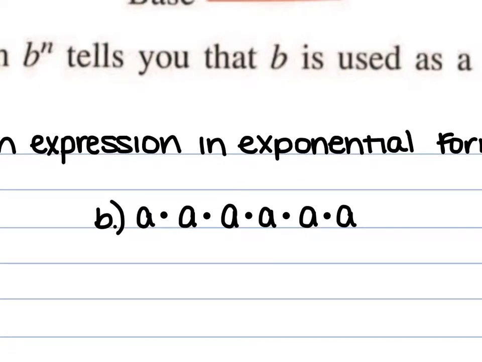For B, we have A times A times A times A times A times A. There's 1, 2, 3, 4, 5, 6 A's. So this is going to be A as our base, and then 6 as the exponent, so A to the 6th power.